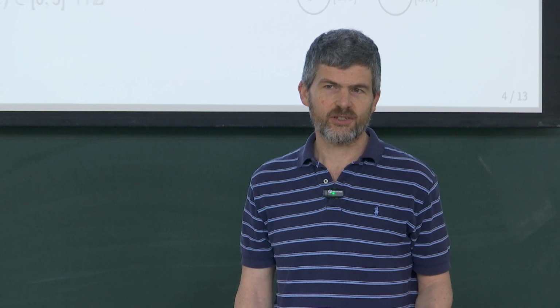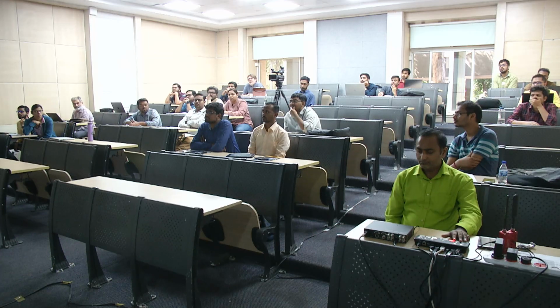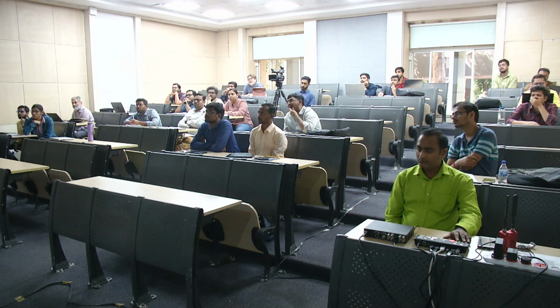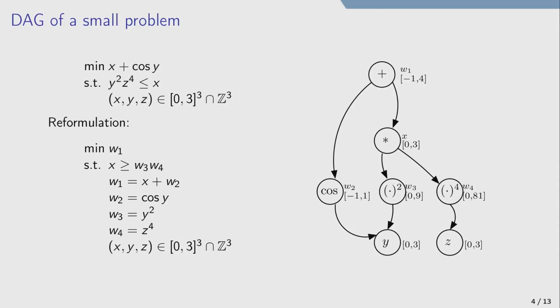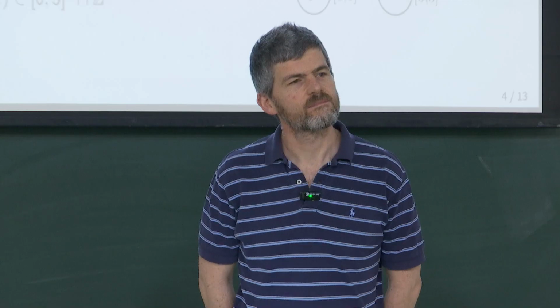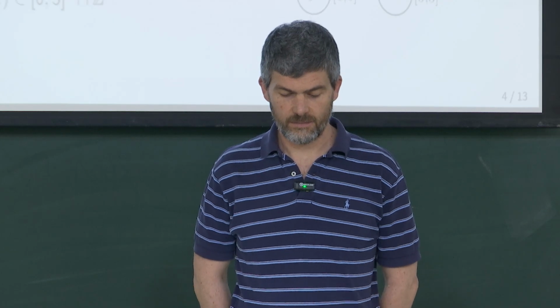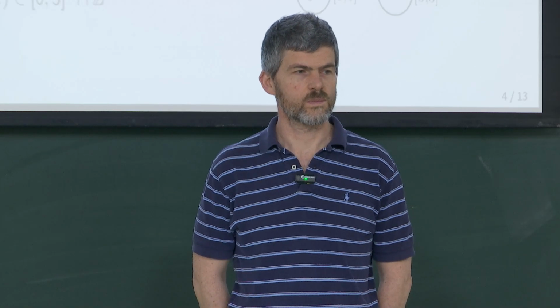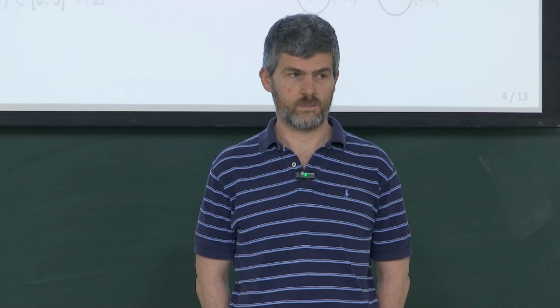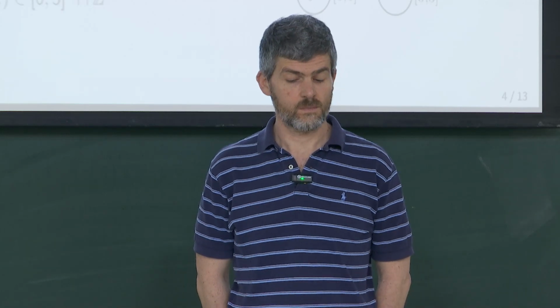Ambush question. What's the optimal solution of this problem? What is x and what is y and what is z? All the variables are integer and between 0 and 3. So you were saying the value of the objective function. The best objective function value is 2?